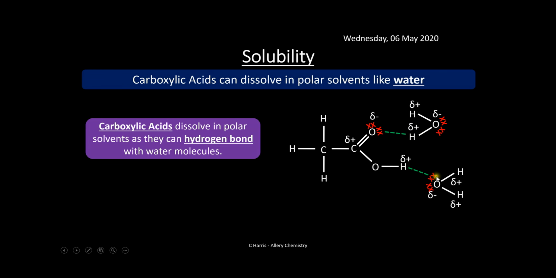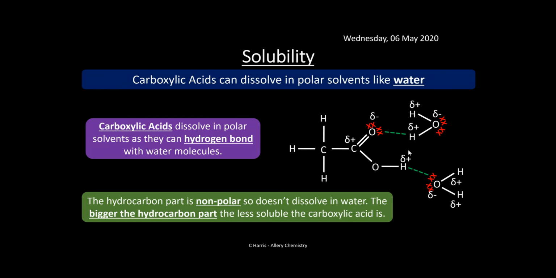And likewise, the oxygen on the water molecule can hydrogen bond with the hydrogen on the OH part of the carboxylic acid. So the hydrocarbon part is non-polar, so it doesn't dissolve in water, and the bigger the hydrocarbon part, the less soluble the carboxylic acid is. So if you've got a carboxylic acid with, say, 10 carbons attached to it, it's going to be a lot less soluble, in fact it would probably be insoluble, compared to something which only has 2 carbons, like the one that you see on there.